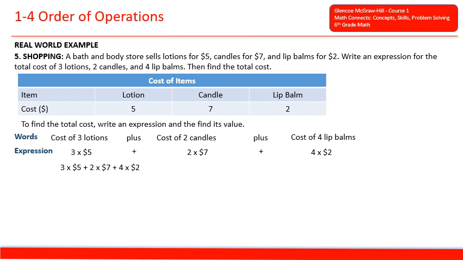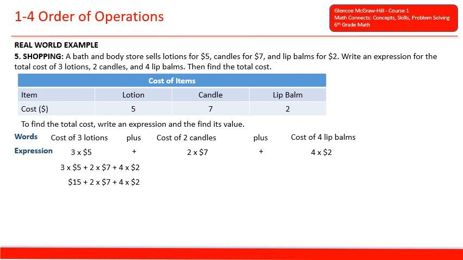Now, we have to figure out the order of operations. So PEMDAS, P parentheses, I don't see any parentheses. E for exponents, I don't see any exponents. Then we have multiplication and division. So there's no division, but there are 3 multiplications. So we're going to do those from left to right.